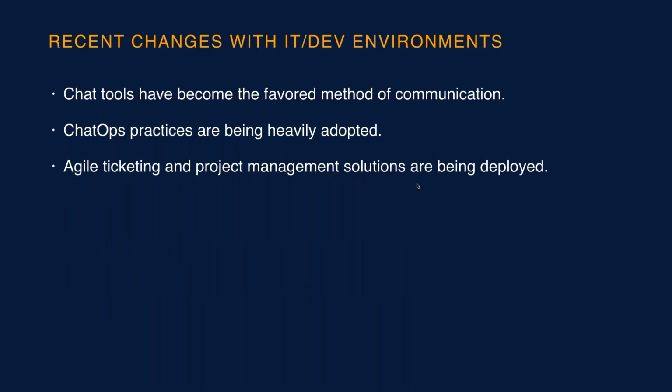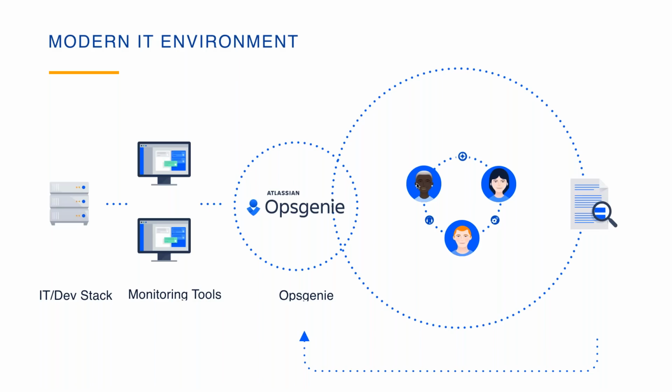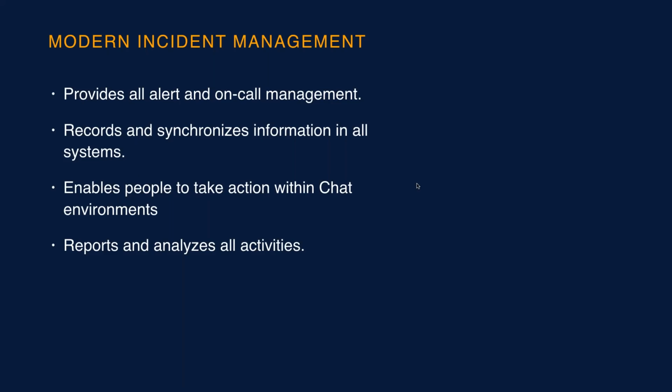In addition to just monitoring tools, obviously chat ops tools, Slack being the big one, have been heavily adopted. Ticketing systems and project management solutions are in place. So in the modern environment, you've got Opsgenie in the middle, but you've also got Slack, you've got Jira, you've got maybe Service Desk or Zendesk, you name it. There's many different tools out there.